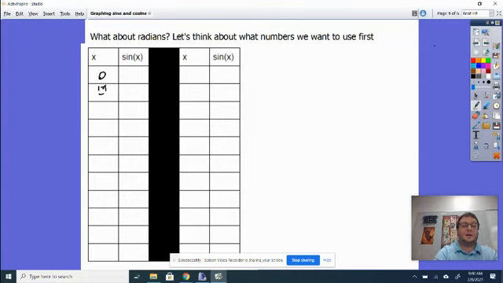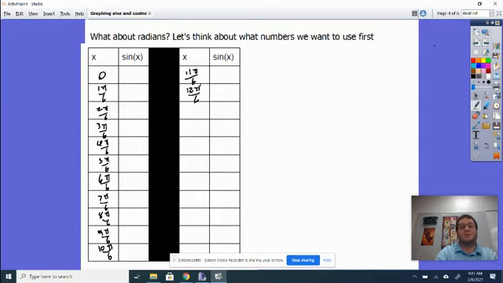So I'm going to go 1 pi over 6, 2 pi over 6, 3 pi over 6, 4 pi over 6. And of course some of these would simplify down, but I'm just making it easy here. 5 pi over 6, 6 pi over 6, 7 pi over 6, 8 pi over 6, 9 pi over 6. And again, some would simplify down, but don't worry about that for right now. 11 pi over 6 and 12 pi over 6.